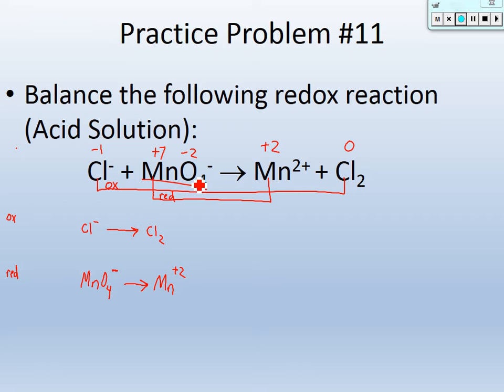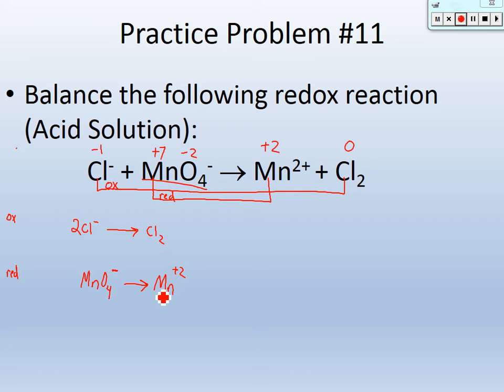Balance the atoms other than oxygen or hydrogen. Okay. Chlorine is an atom other than oxygen or hydrogen. How many chlorines do I have on the right side? 2. How do I fix that on the left? I need a coefficient of 2 right there. Okay, that's balanced. Let's go down to the bottom one. Manganese is an atom other than oxygen or hydrogen. Is it already balanced though? 1 manganese, 1 manganese. Okay, we're done.